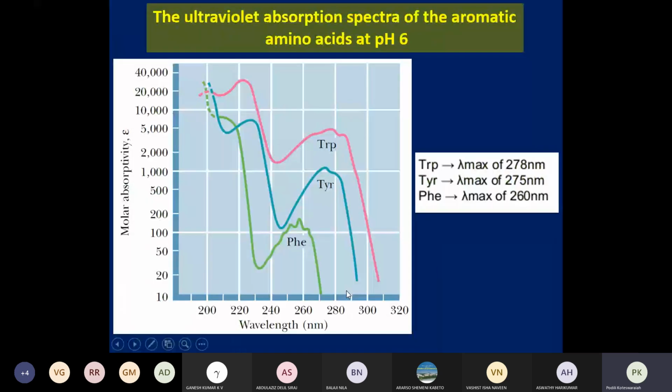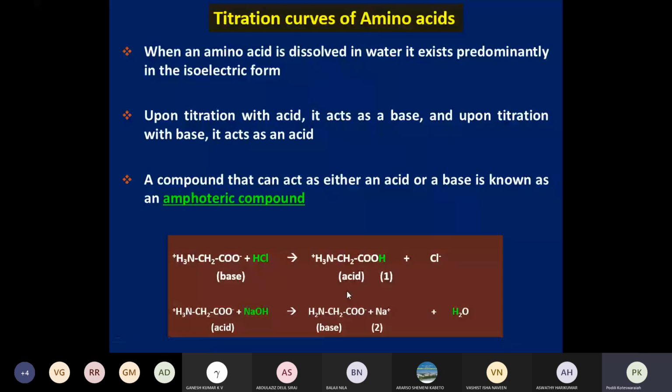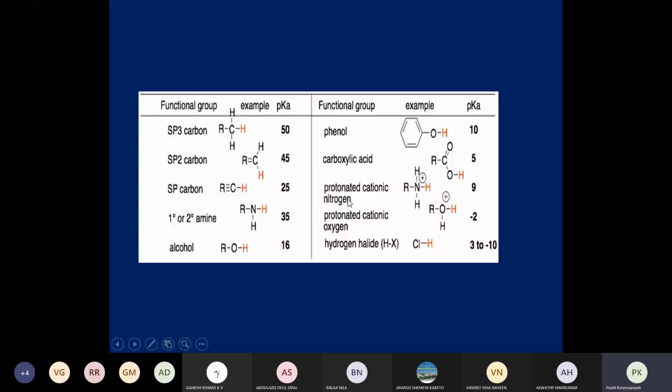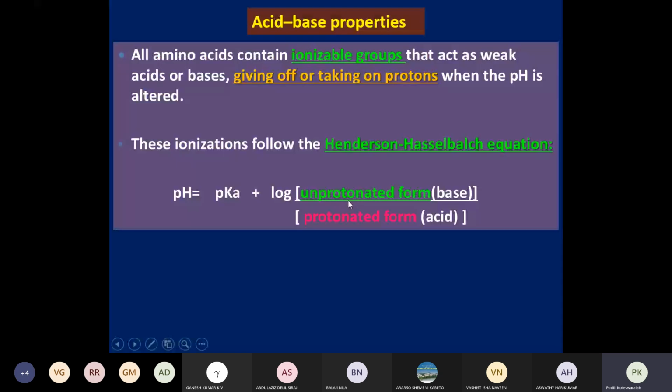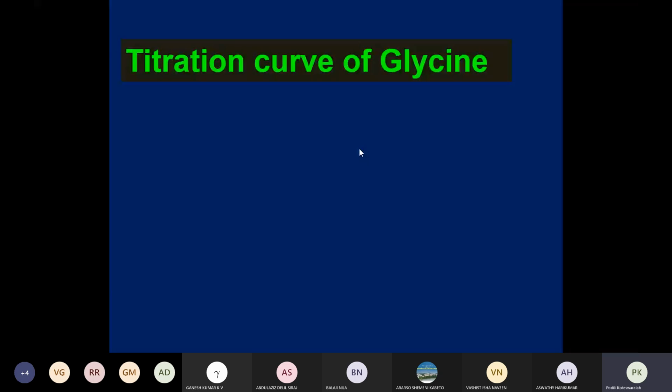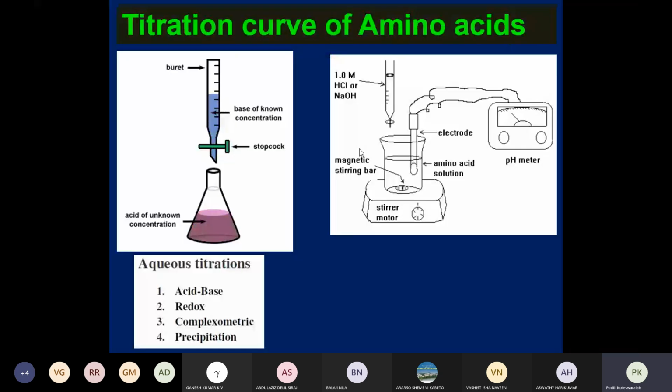And then coming to the titration curves of amino acids, as we said, amino acids can act as an acid as well as a base, in the sense they can release the proton, and they can also abstract the proton. So that's why they have both acidic and basic properties. And all amino acids have ionizable groups. One is the alpha amino group, another one is the carboxyl group. And when we titrate the amino acid with either acid or base, we can find out the pKa value and also the buffering region.